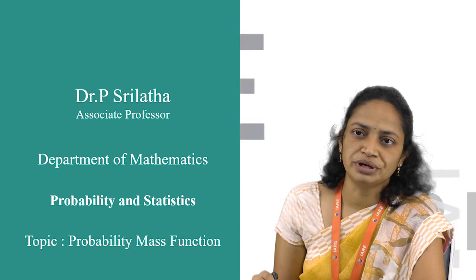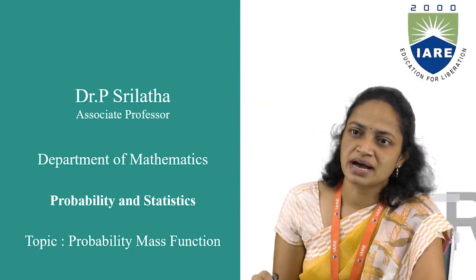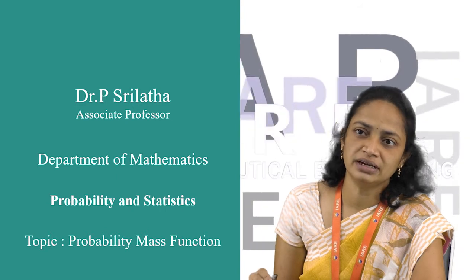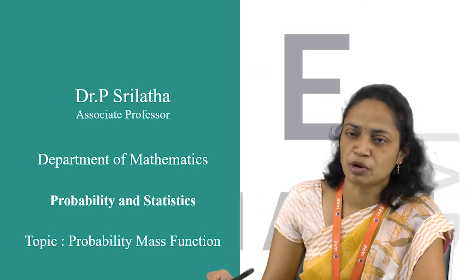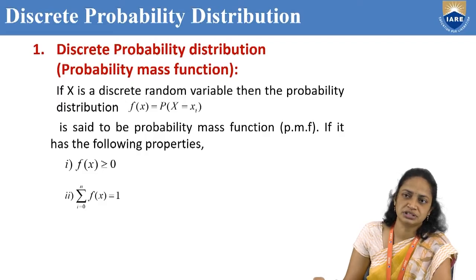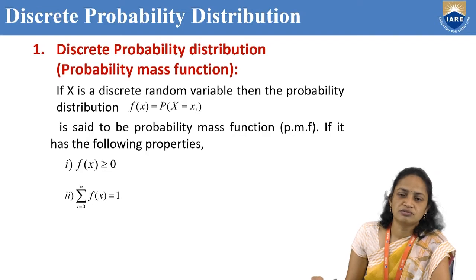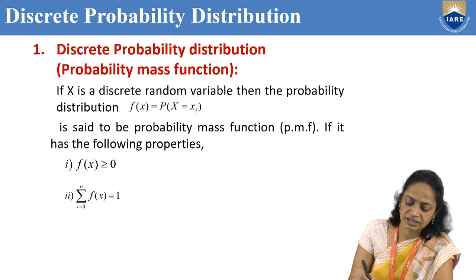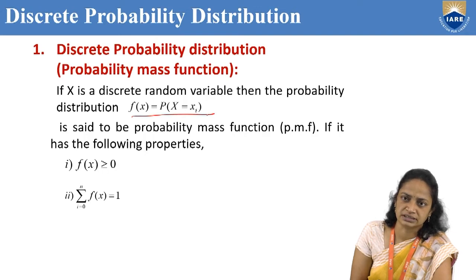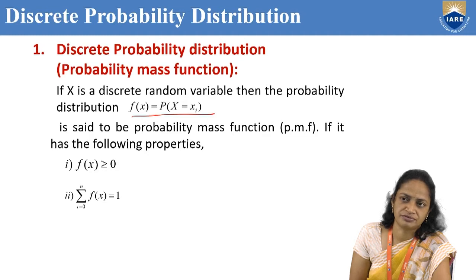In this session, I am going to discuss probability mass function, that is, discrete probability distribution. We already discussed the definition in the previous session, but once again we have to recapitulate what is probability mass function or PMF or discrete probability distribution. If x is a discrete random variable, then the probability distribution f of x equal to p of x equal to x is said to be probability mass function, PMF.